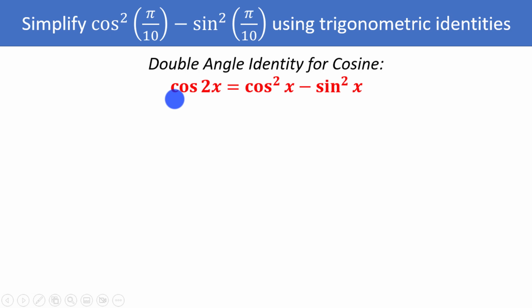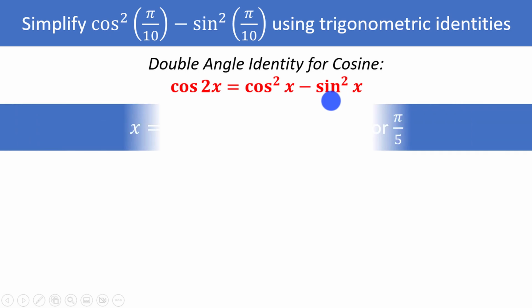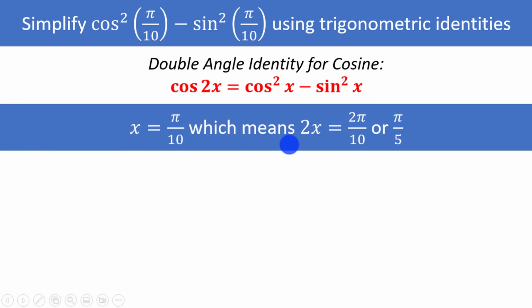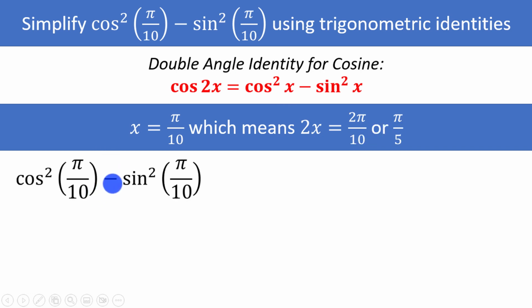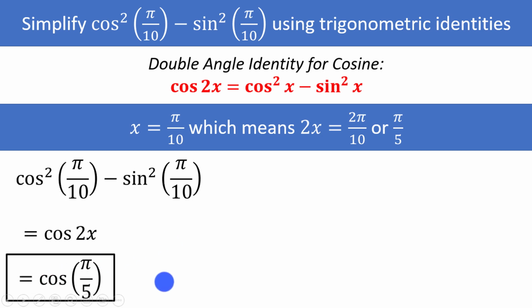One of the 3 forms of the identity for cosine of 2x is cosine squared minus sine squared. In our case, x is equal to pi over 10, which means that 2x is equal to 2 pi over 10, or pi over 5. That means that cosine squared of pi over 10 minus sine squared of pi over 10 is just the same thing as cosine of 2x. Since 2x is pi over 5, we have cosine of pi over 5. Now, of course, pi over 5 is not a commonly known angle, so we can't evaluate this, but this has simplified our expression.